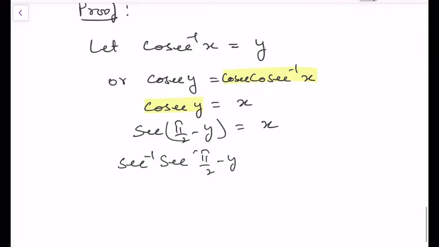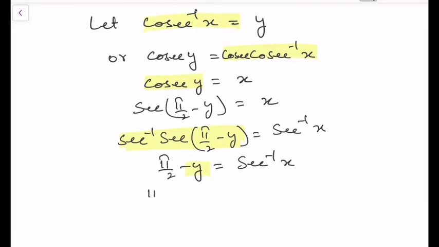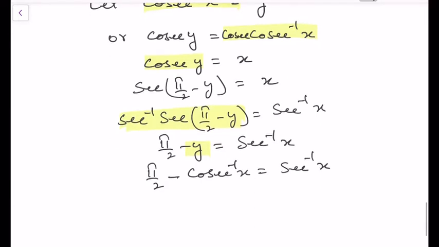Now take sec inverse both sides. So sec⁻¹(sec(pi/2 - y)) will be pi/2 - y, because sec⁻¹(sec theta) is theta. So pi/2 - y = sec⁻¹x. Now substitute the value of y here, and y is cosec⁻¹x. So pi/2 - cosec⁻¹x = sec⁻¹x, or cosec⁻¹x + sec⁻¹x = pi/2. So this is how we prove this property.